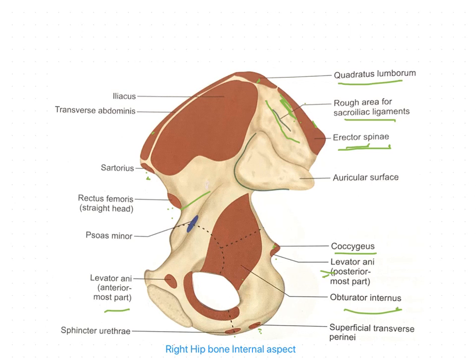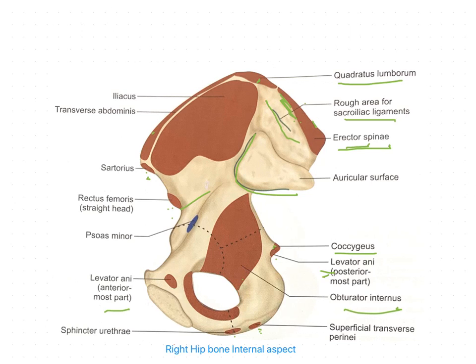Okay, and the convex margin of the auricular surface gives attachment to the ventral sacroiliac ligament. Okay, and these are all the attachments we can see on the internal aspect of the hip bone.